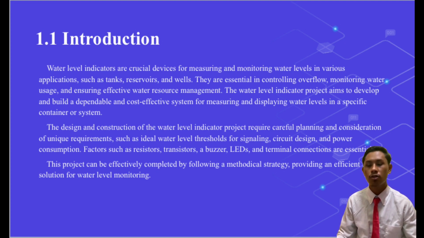The design and construction of the Water Level Indicator project require careful planning and consideration of unique requirements, such as ideal water level threshold for signal, circuit design, and power consumption. Factors such as resistor, transistor, a buzzer, LEDs, and terminal connection are essential. This project can be effectively completed by following a methodical strategy, providing an efficient solution for water level monitoring.